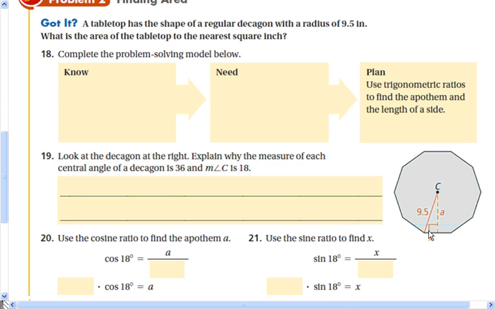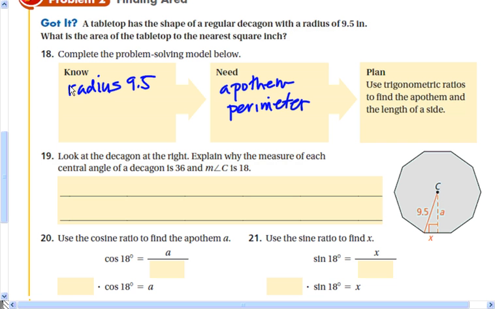I'll just start here. We're going to try and find the area of the tabletop. So we are given that the radius is 9.5. And we need to know the apothem. And we also need to know the perimeter. And our plan is to use trig ratios to find those. So I'll let you go ahead and try and do that.